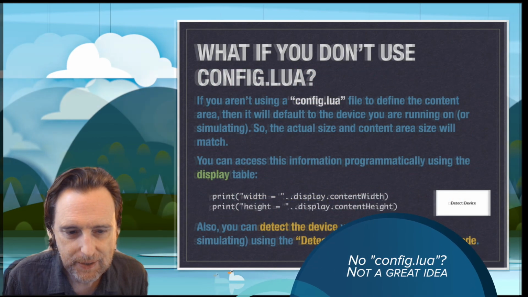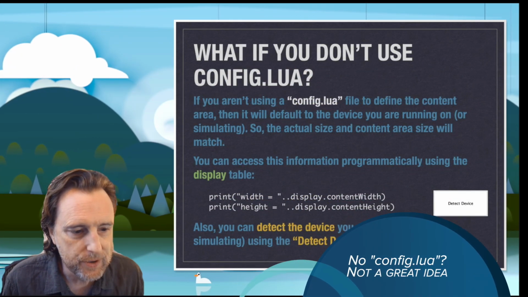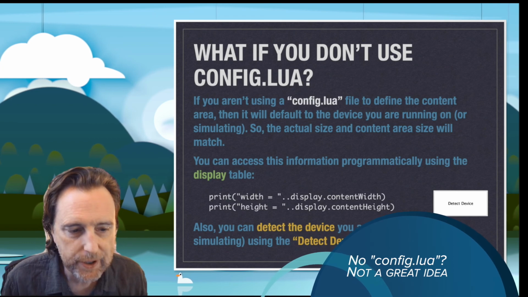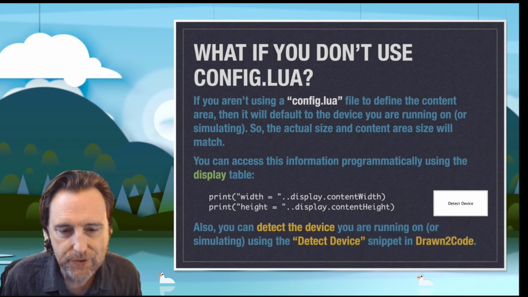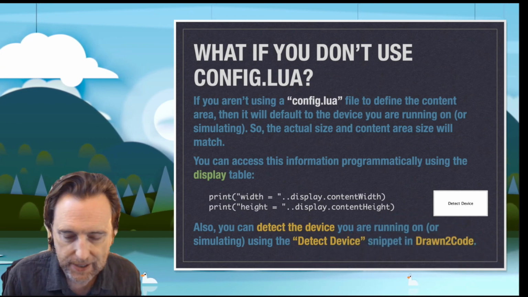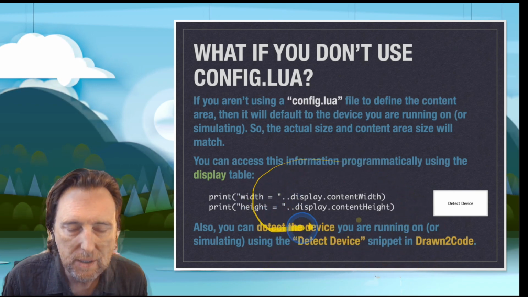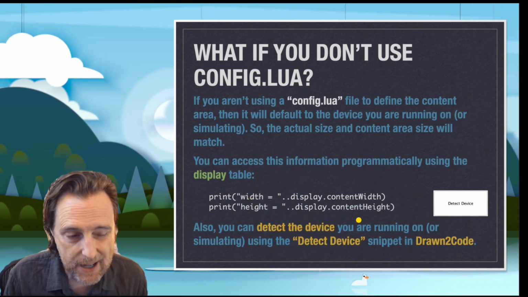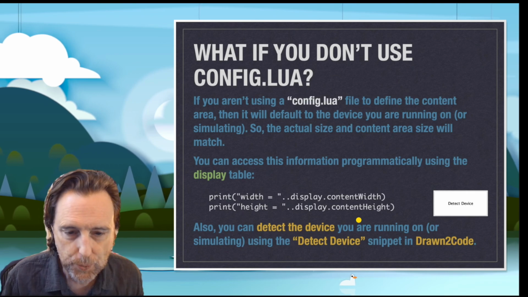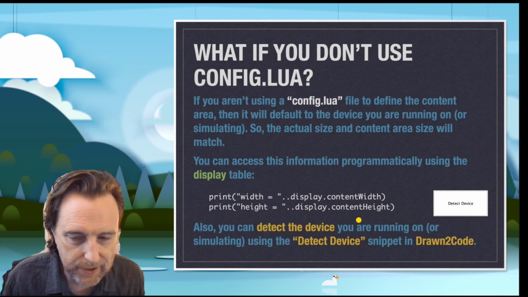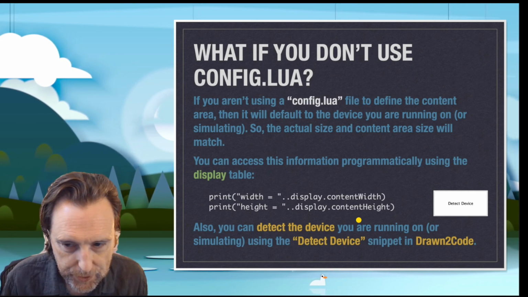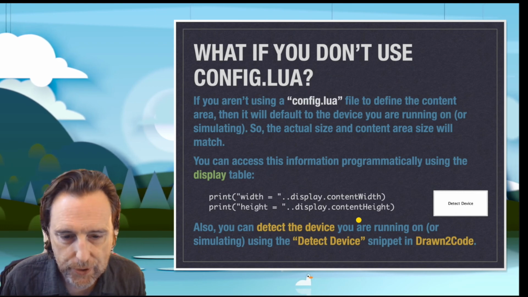All right. I don't know why you wouldn't use config.lua. If you wanted to code stuff manually, though, you can get the display's content width and content height programmatically. You can also get the actual device's pixel width and height using a device detection script, and I've included one inside of Drawn to Code to be helpful.